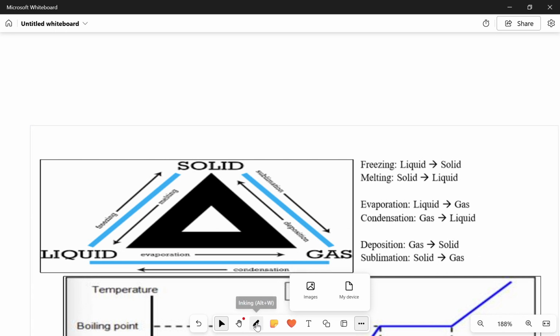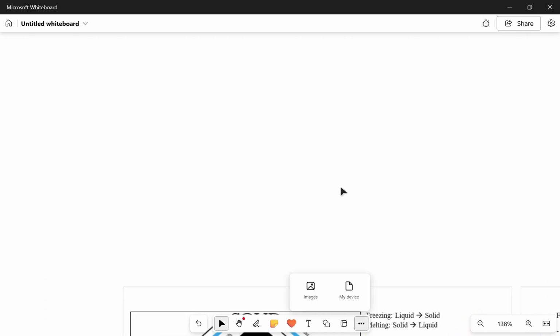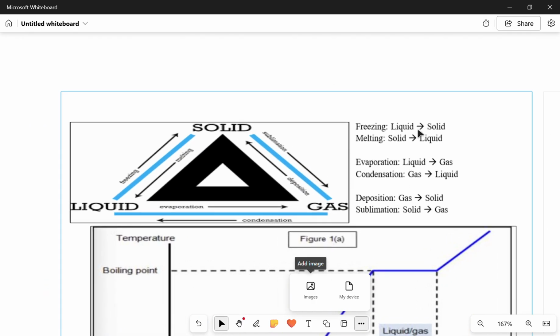Today we'll be looking at conversions from states of matter. Until last class we looked at the different states of matter, the physical and chemical classification of matter. Today we'll be looking at changing the states of matter.